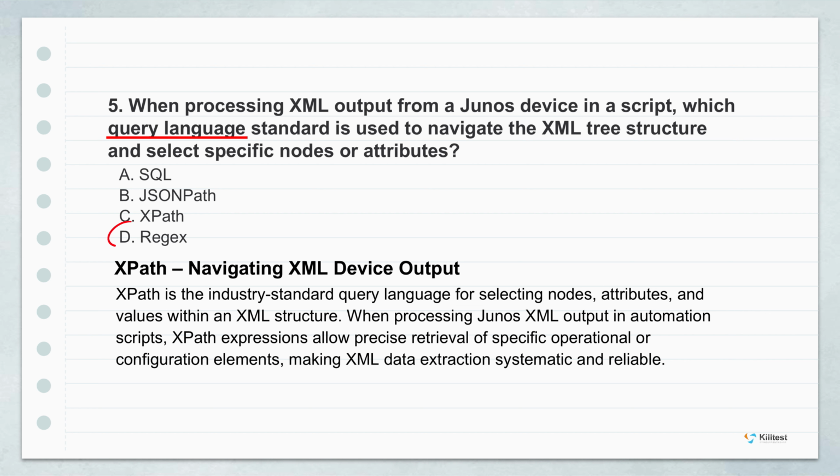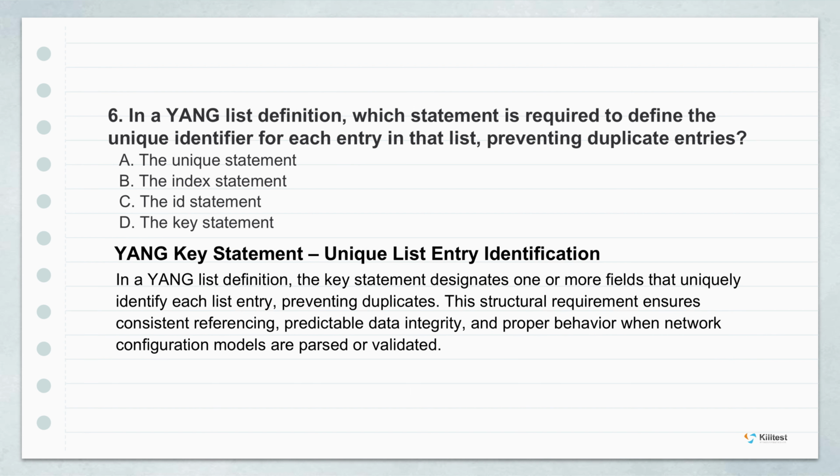That's the parsing side. But XPath only works because we're dealing with structured data to begin with, and that brings us to YANG modeling. YANG is what defines the configuration programmatically. If I define a list in a YANG model, say a list of firewall filters, how do I ensure every filter I add is unique and can be consistently referenced later? How do I prevent duplicate entries? This is a fundamental concept of structured modeling.